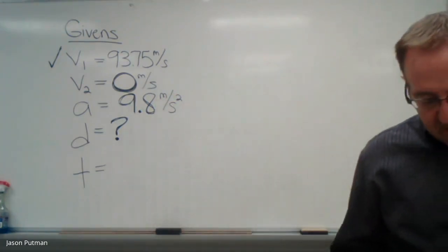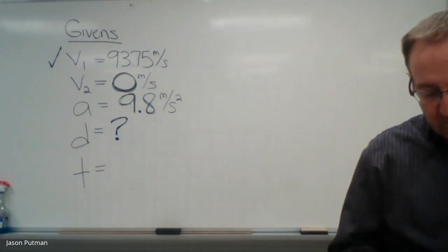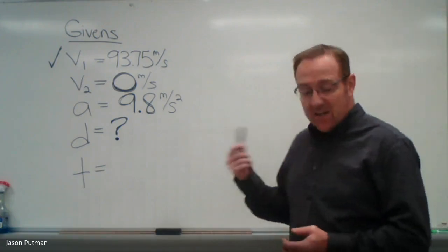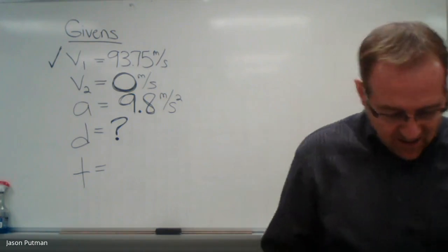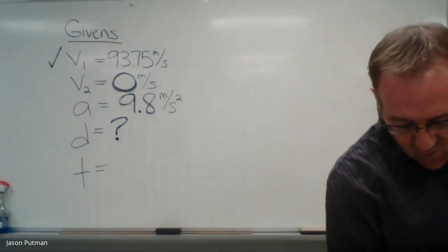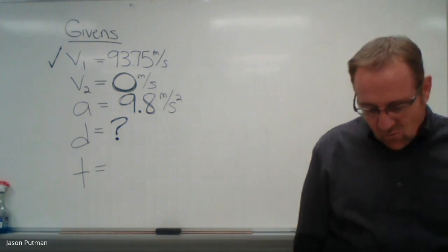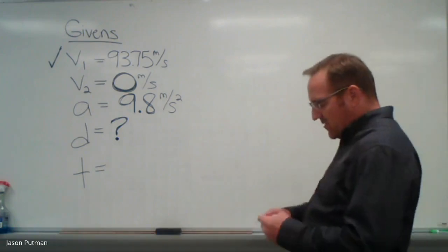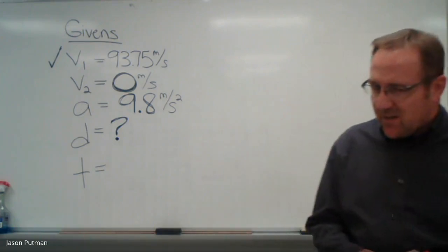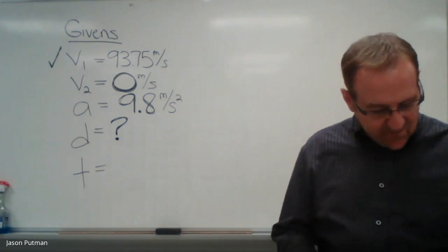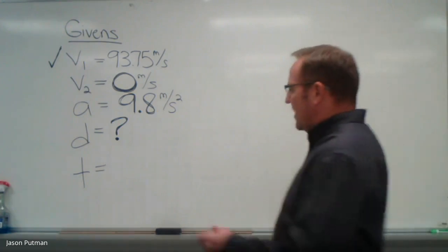But it doesn't get faster 9.8 meters per second every second. It gets slower. So you have to watch when you're doing acceleration questions. Whenever you write down an acceleration value, you always have to ask yourself, is it speeding up or is it slowing down? Most of the questions are speeding up. But if it's slowing down, you have to use a negative sign.